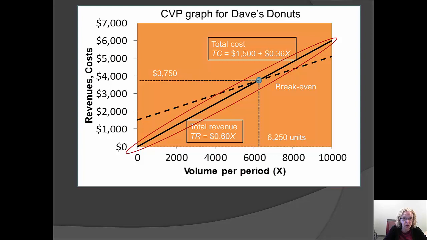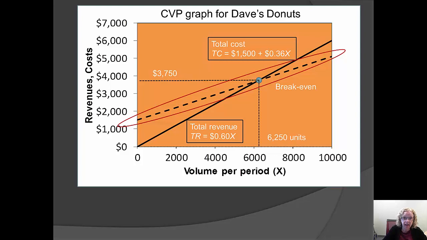That is, if we sell no units, we get no sales revenue. For each unit that we sell, we get 60 cents of revenue. So at 2,000 units or 4,000 units or 6,000 units, we can go across and see how much sales revenue that would be at 60 cents each. Thus, the slope of the revenue line is 60 cents per unit, the selling price of a donut.